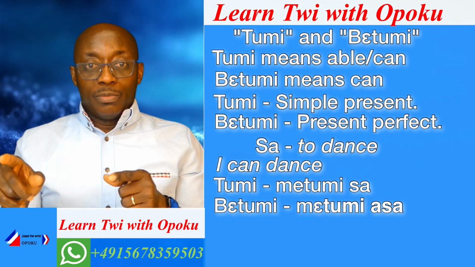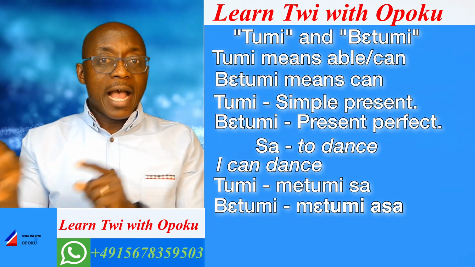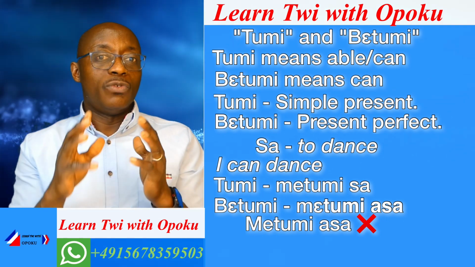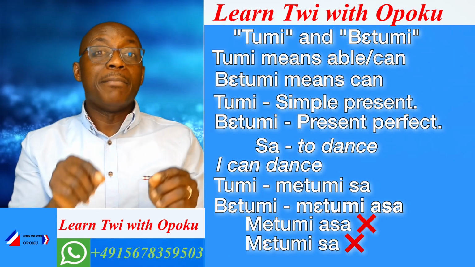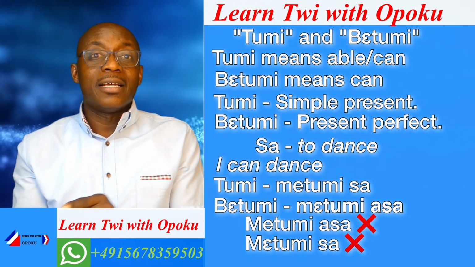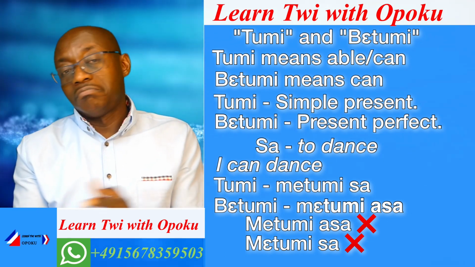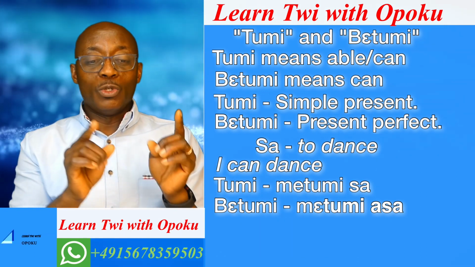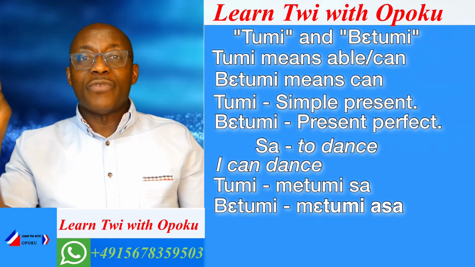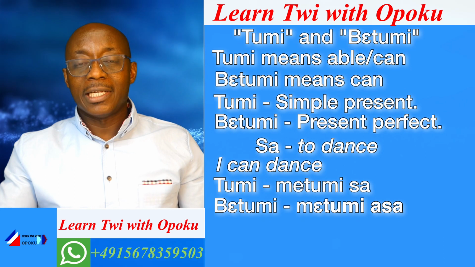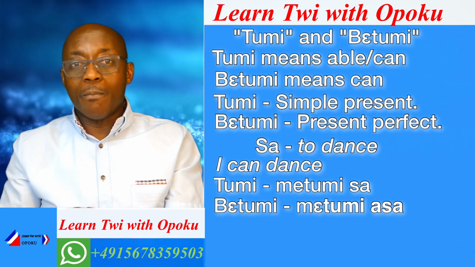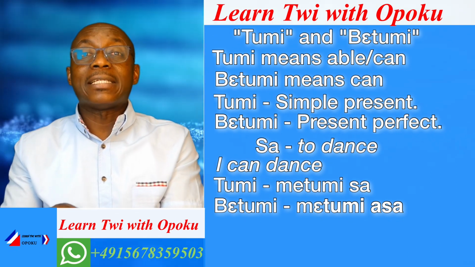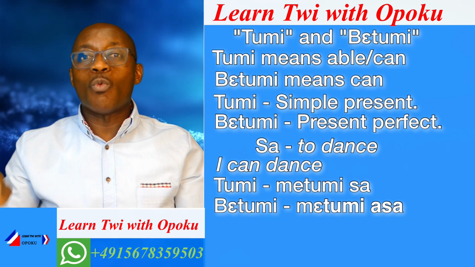Instead of you saying Tumi sa, if you say Tumi asa, it sounds weird. And if you say the other way around too, like Bɛtumi asa, instead of saying that, and you say Bɛtumi sa, that one also what? Sounds weird. So the point is, when you use Tumi, then the verb should be in what? Simple present. That is, use the verb in the bare form. And if you use Bɛtumi, then the verb should be in what? Present perfect. Preface the verb with a.